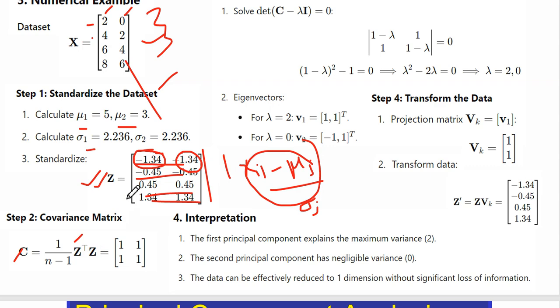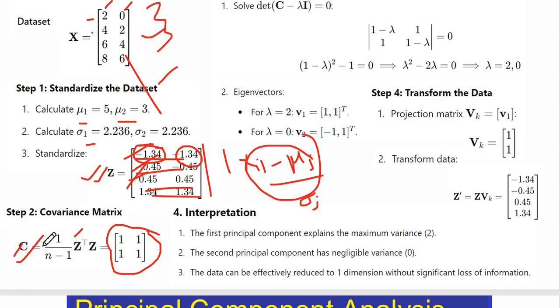That can be multiplied with Z. Then n means number of observations: 1, 2, 3, 4 observations. That means 1 by 3. Then we are getting the matrix like this, 1 1 1 1. This is called a covariance matrix. Step 2 is complete. Hope everyone understood.